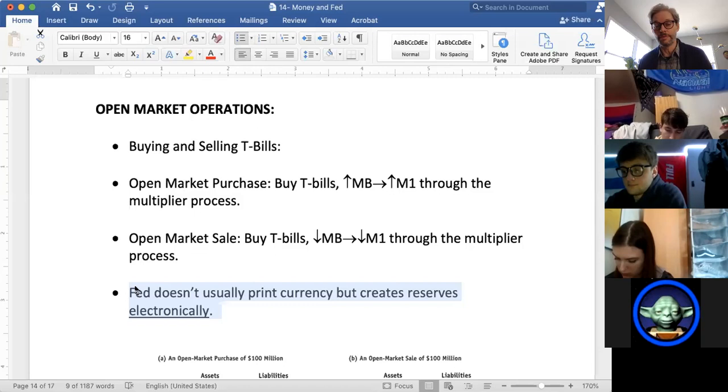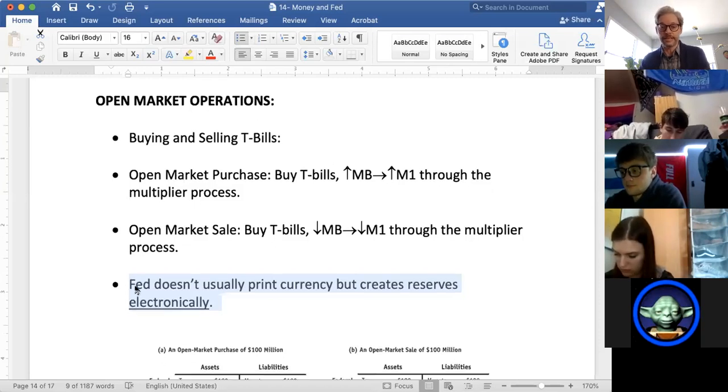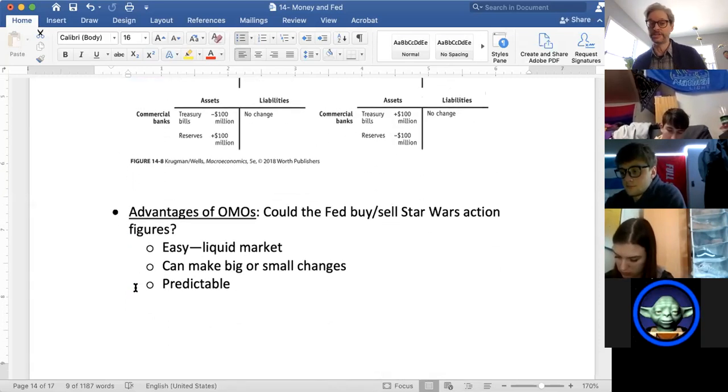And so that's the reason why the Fed chooses to work through open market operations, because this is just very easy. And so, if you consider the advantages of open market operations, this is appealing to the Fed because it's easy. The Fed can make big changes or it can make small changes. And for the Fed, this is very predictable. What I mean by that is the Fed knows how this works. They've been doing this for so long that they have a very good handle on how open market operations actually work.